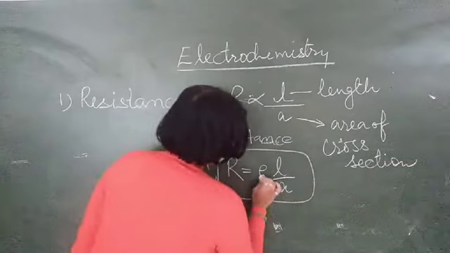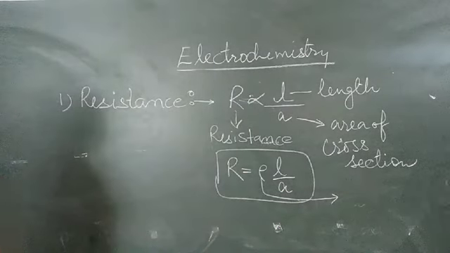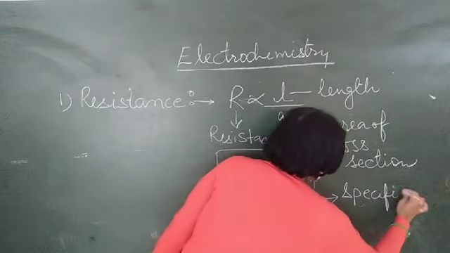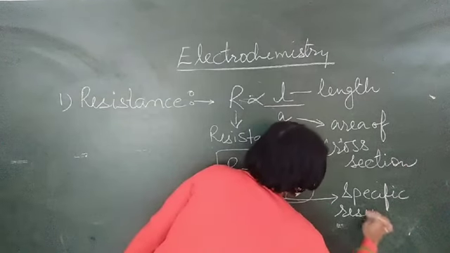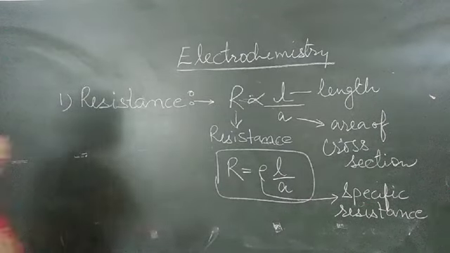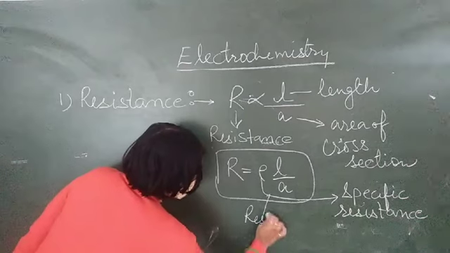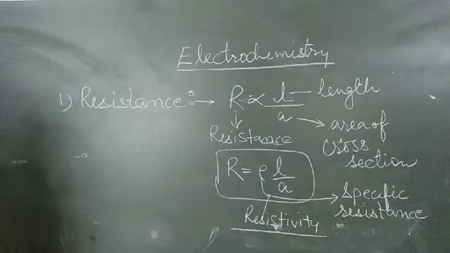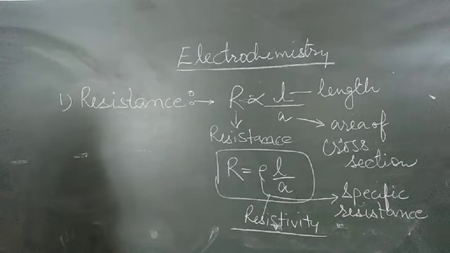This rho is a proportionality constant. It is called specific resistance or resistivity. And its unit is ohm.